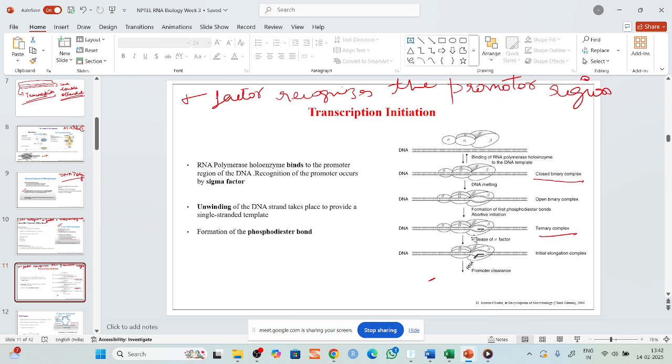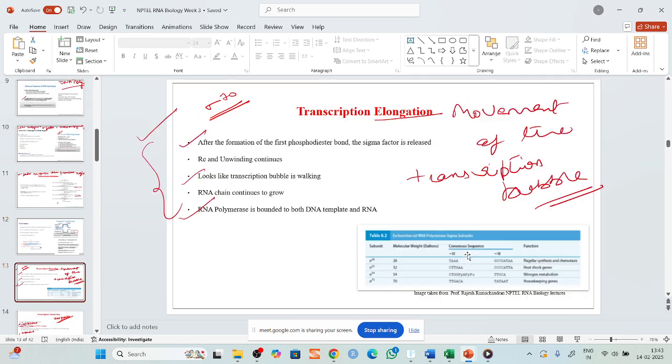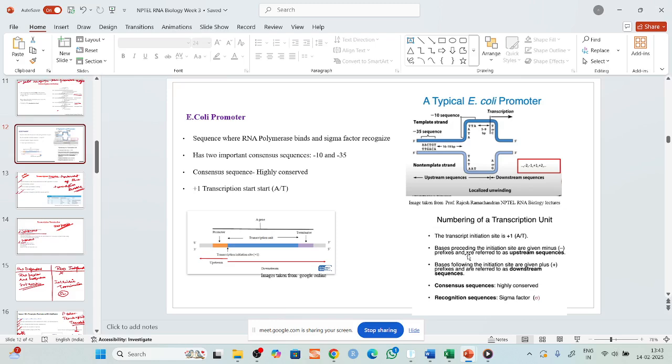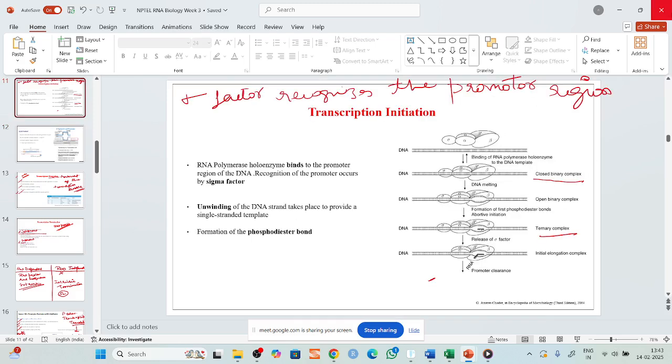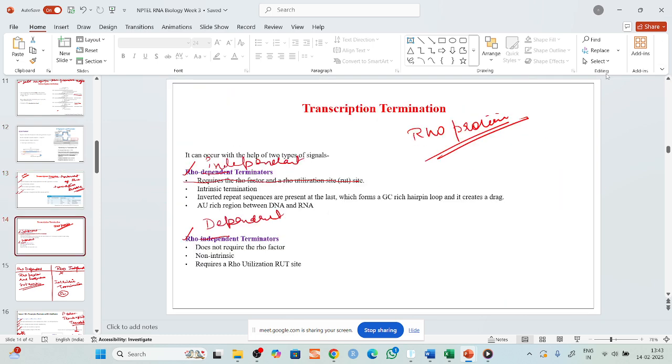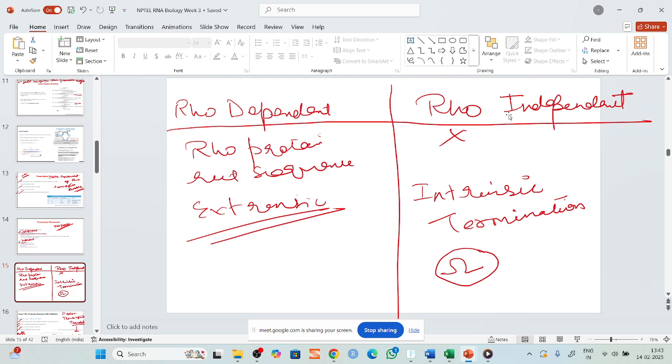After the formation of the first phosphodiester bond, your sigma factor is released and then it goes for the elongation process. In the elongation process, a transcription bubble is there, and this transcription bubble keeps on moving and hence the elongation takes place. And then for the termination, we have rho dependent and rho independent termination.